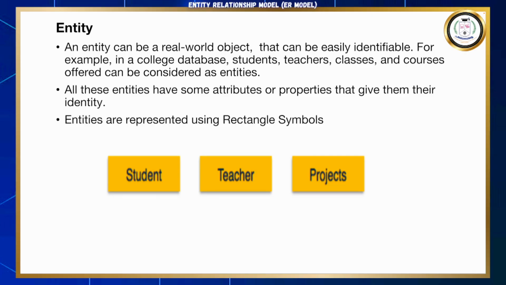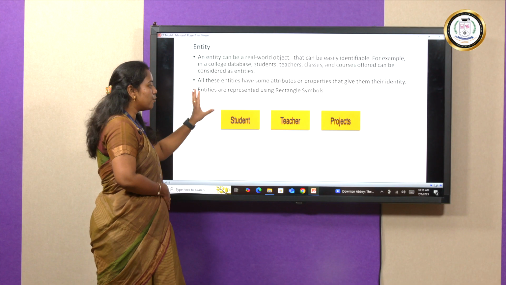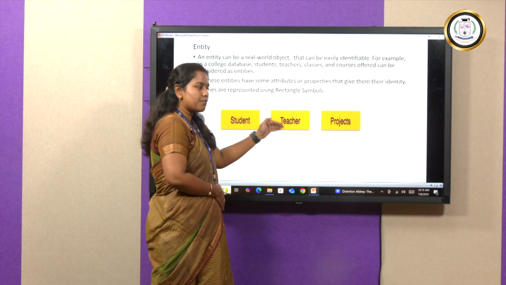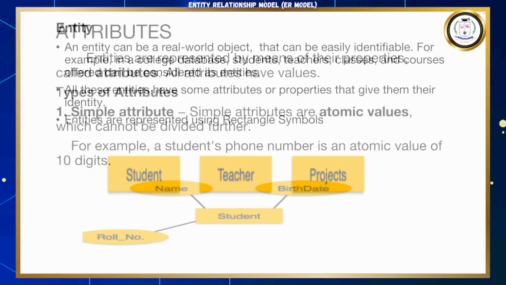Entities are represented using a rectangle symbol. Each and every entity must hold its properties. Properties are nothing but attributes, which we are going to see in the next upcoming slide. For example, here student is an entity. Under a student entity, we need to update various attributes which are used to store data about a student. For teachers, we are going to use various attributes which store data about a teacher. Then likewise project also.